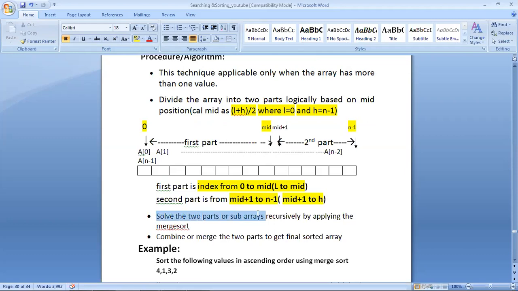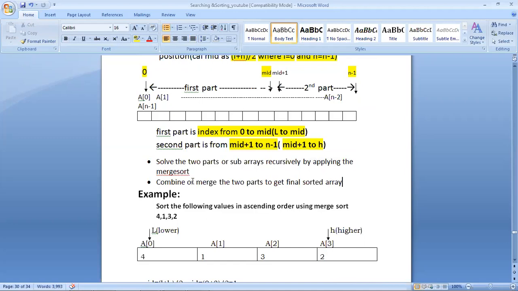The third step: solve the two parts or subarrays recursively by applying the merge sort technique. That means again we apply the same merge sort technique on the first part and the second part. Finally, we merge or combine the two parts of the array to get the final sorted array. So to understand the merge sort mechanism, we see an example.